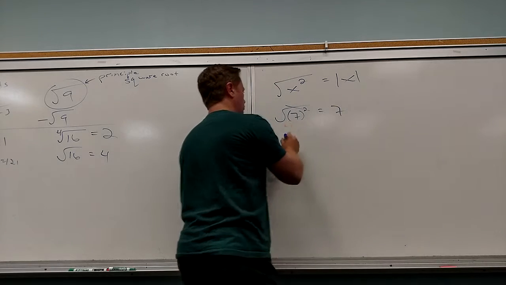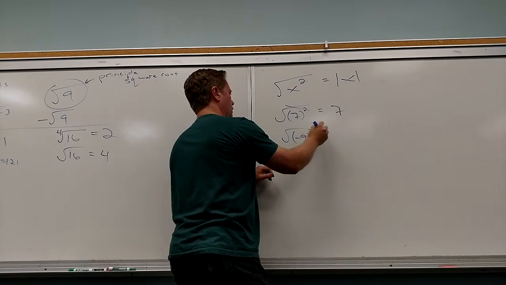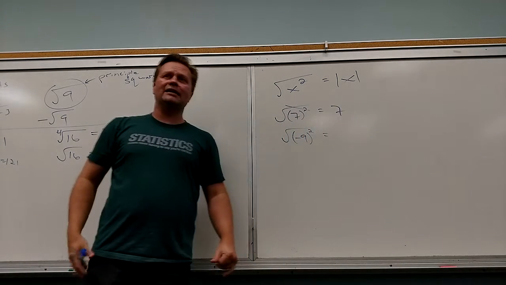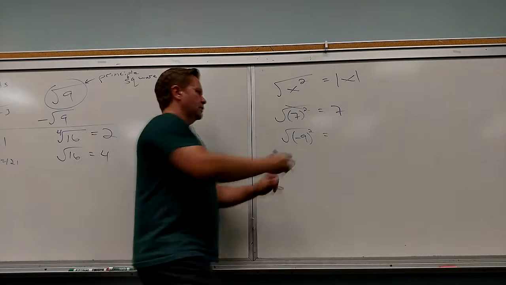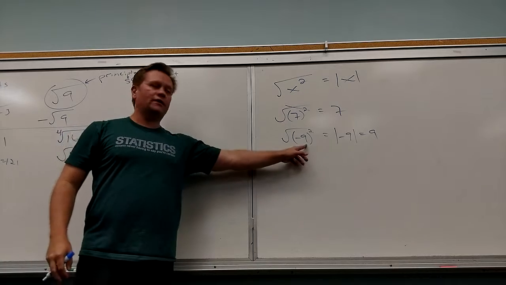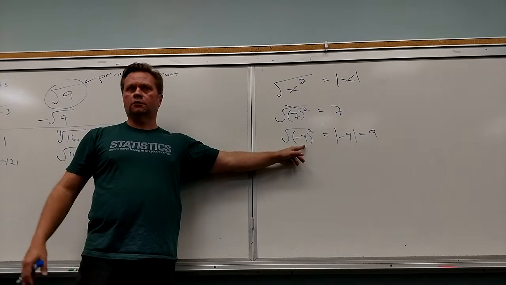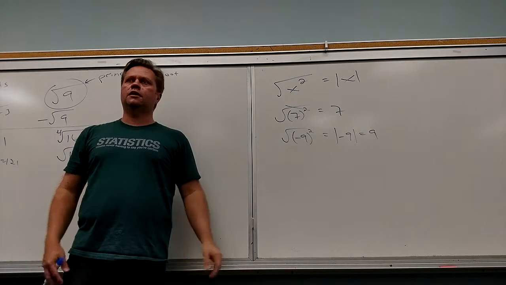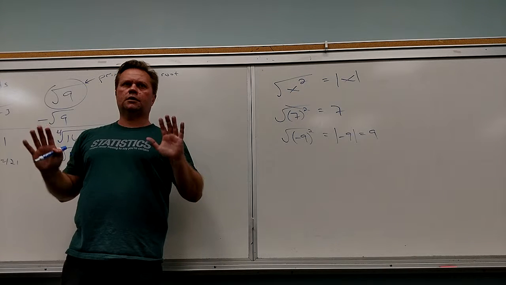But what's the square root of negative 9 squared? It's not negative 9. It's the absolute value of negative 9. It's positive. Because what is negative 9 squared? And what's the square root of 81? Positive 9. Stop there for a second.